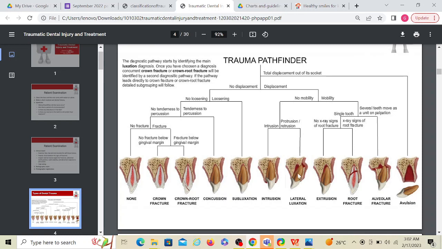Understood? Lateral luxation you remove because it's really difficult to digitally position and splint in young children, 3 years. They are not going to sit. I have extracted such teeth.